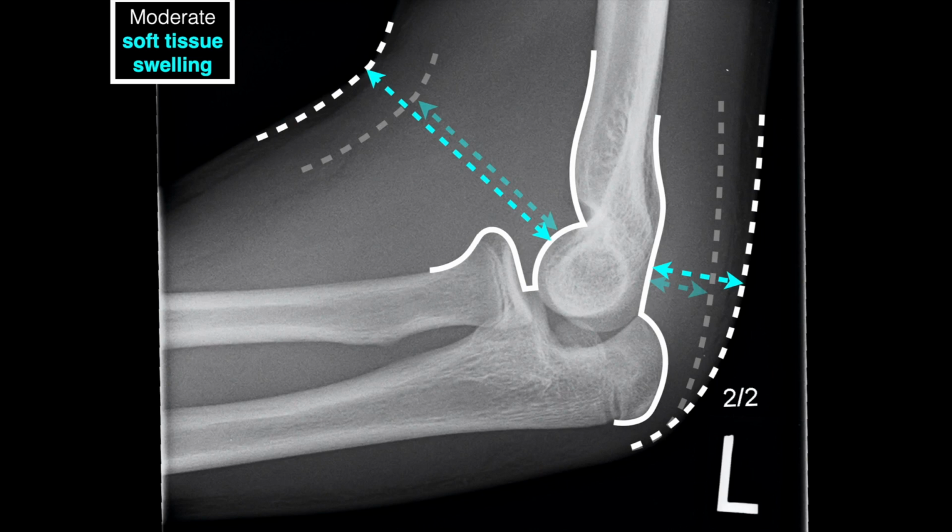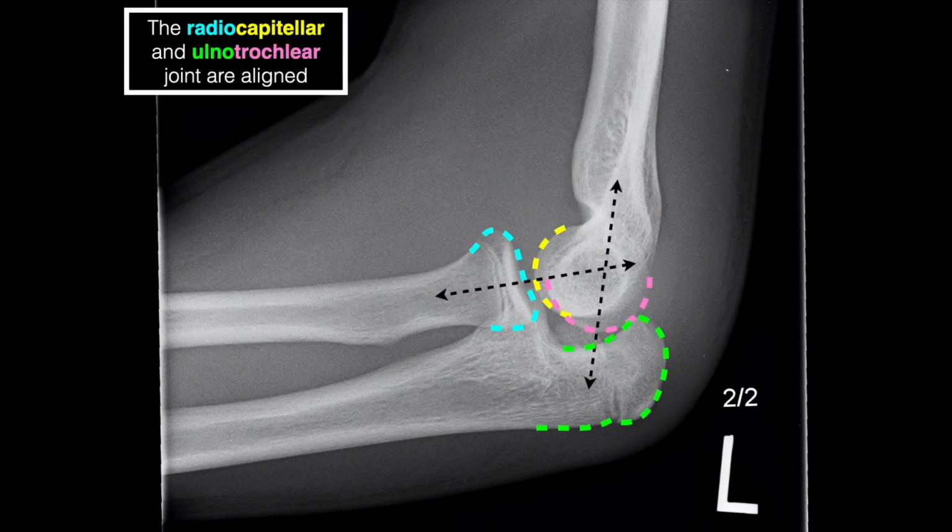Thinking back to the basic densities in radiographs such as air, fluid, and bone, you'll notice that there's a lot of fluid density around this elbow, which would correspond to the clinical swelling. The next thing to notice is that the radiocapitellar and ulnotrochlear joints are aligned.